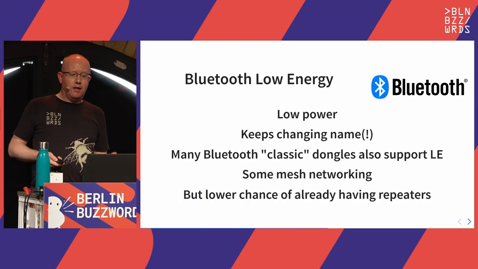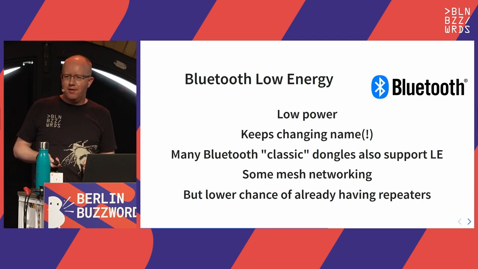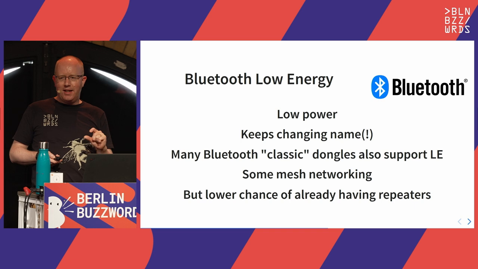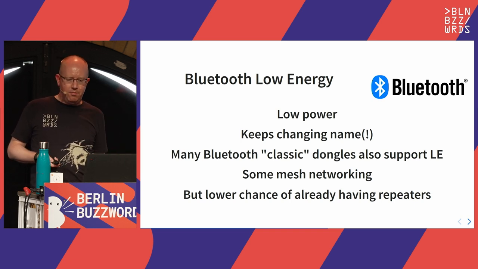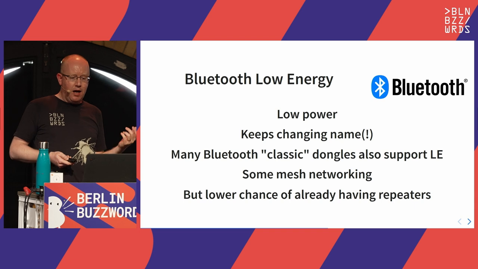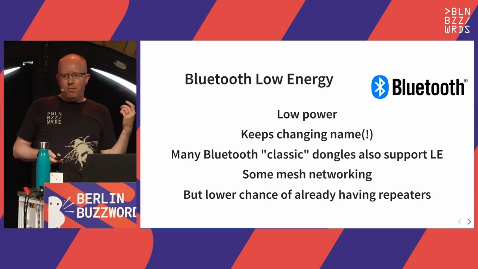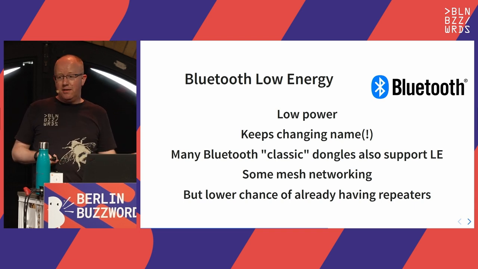And Bluetooth Low Energy, it keeps changing its name. It seems to be Bluetooth Low Energy this week. It was Bluetooth Smart before. It's not actually got very much to do with Bluetooth. Your Bluetooth dongle might also work for Bluetooth Energy, but you might need to get another dongle. It does some mesh networking. You've got probably a lower chance of having the repeaters already in your house because the lights don't tend to work with it, but it does seem to be a little bit cheaper, and you might not already need a new dongle.